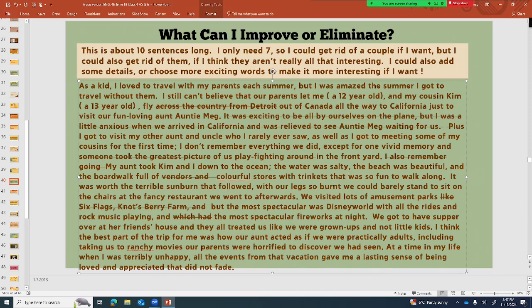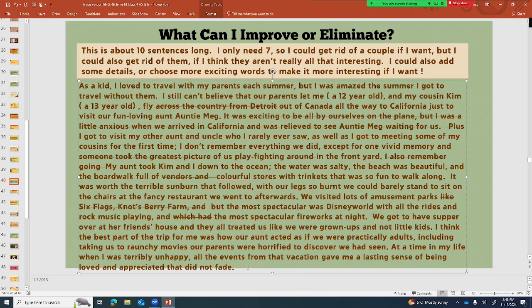We visited lots of amusement parks, but the most spectacular was Disney World, with all the rides and rock music playing, and the most spectacular fireworks at night. We got to have supper over at her friend's house, and they all treated us like we were grown-ups and not little kids. I think the best part of the trip for me was how our aunt acted as if we were practically adults, including taking us to raunchy movies our parents were horrified to discover we had seen. Ooh, she got in trouble for that one.